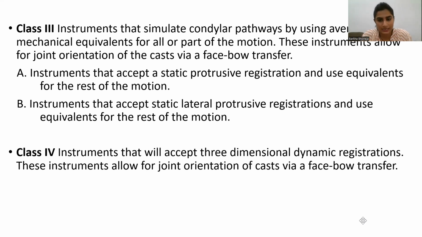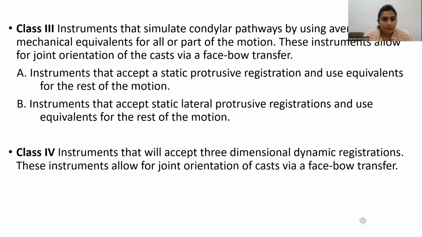So this is class 3 type 2, whereas the articulator not only takes up the protrusive registration for the patient, it also takes up lateral protrusive registrations from the patient. That is, in class 3 type 1, we were calculating the lateral via a formula, whereas in class 3 type 2, these lateral records will be obtained from the patients, and these values which are obtained from the patients will be put onto the articulator.